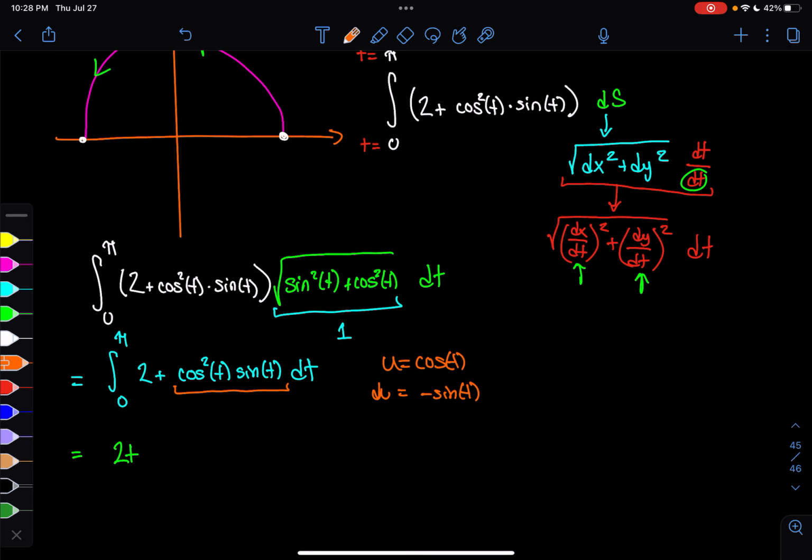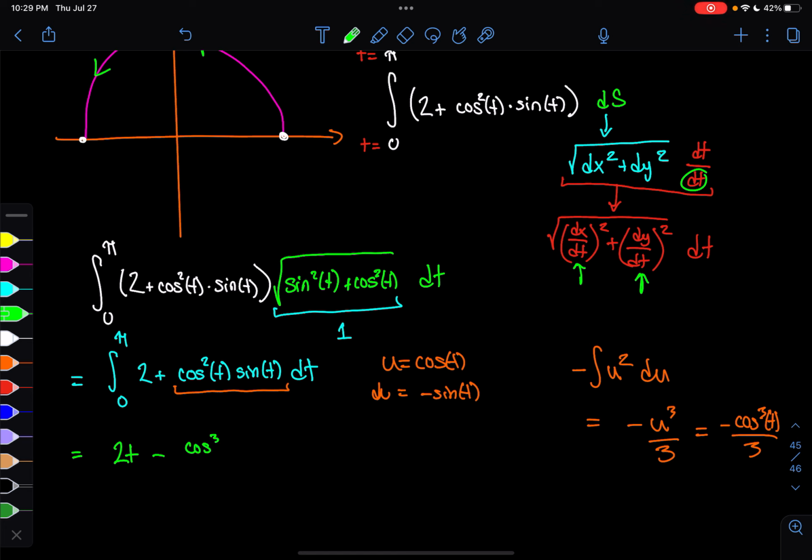And so if we do this integral off to the side, we should get the integral of negative u squared du, which becomes negative u cubed over 3, which becomes negative cosine cubed of t over 3. So we're going to get minus cosine cubed of t over 3. And we're going to evaluate this entire thing from 0 to pi. This will actually end up working out to be really great.